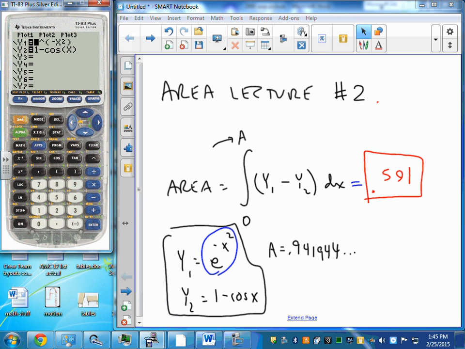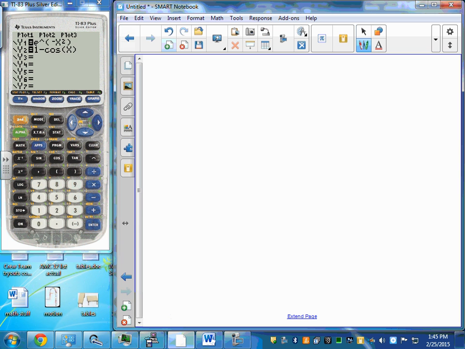Okay, so anyway, that's wrapping up lecture 1. But let's go and do the new material here. What I want to do is look at example 2 in your book. Example 2. Because it's very similar to what we just did, except now we're going to be doing it by hand.